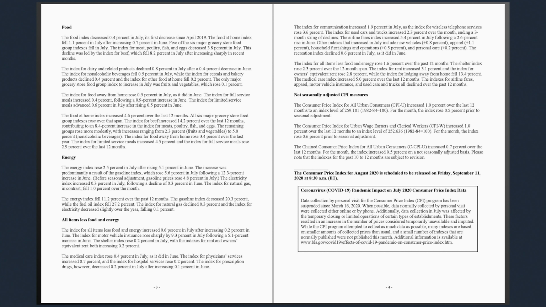These factors resulted in an increase in the number of prices considered temporarily unavailable and imputed. While the CPI program attempted to collect as much data as possible, many indexes are based on smaller amounts of collected prices than usual, and a small number of indexes that are normally published were not published this month.